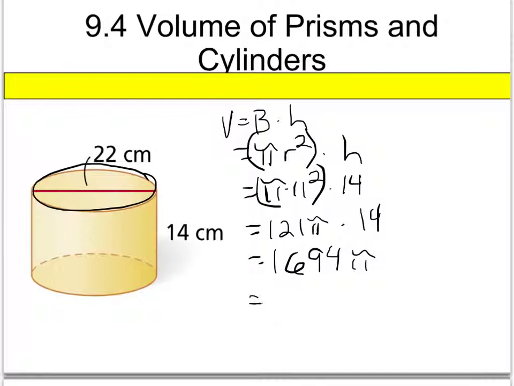Okay, but 1,694 pi, I like to do it because I get a more exact answer in the end. Your overall answer, when you multiply 1,694 times pi, is again a whole number: 5,319, and then your units is going to be what? Centimeters cubed. Alright, so you have centimeters cubed on that last one.